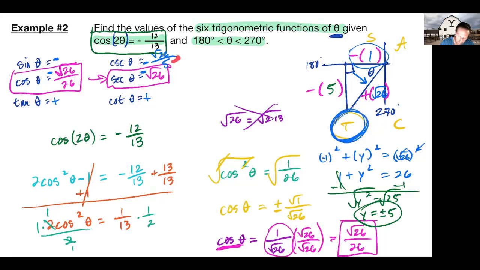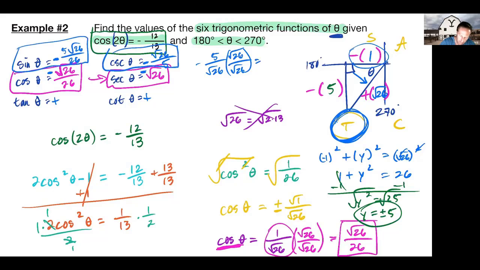Okay, so then sine would be the reciprocal of that, which would be our -5 over root 26. And so we'd have to multiply by the root 26 over root 26 one more time to get -5 root 26 over 26. And then tangent, one last time, do that work, and you would get y over the x, which would just be a +5. And if you flip that, 1/5 for cotangent.